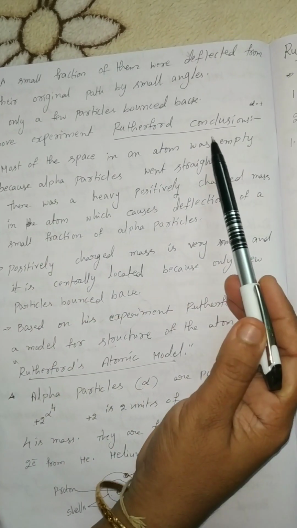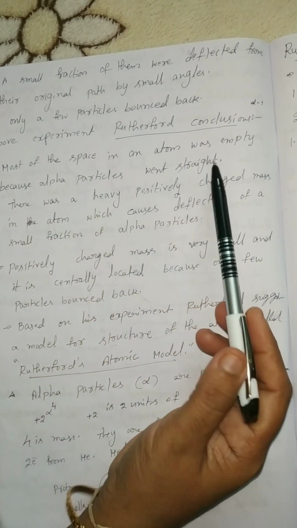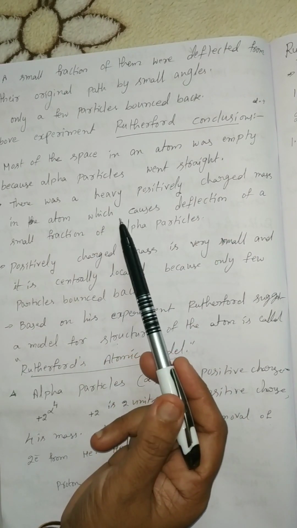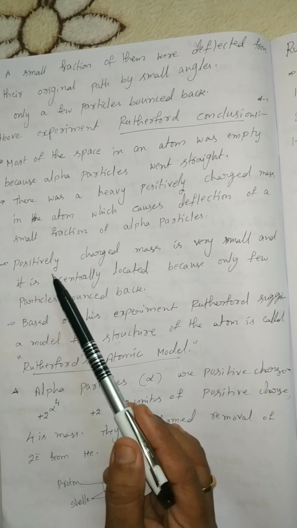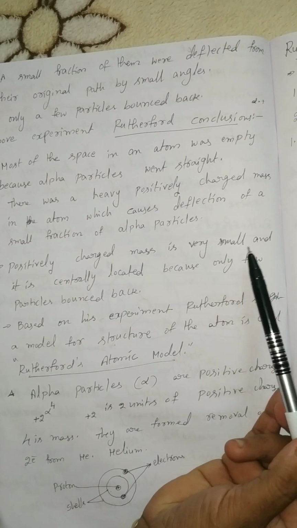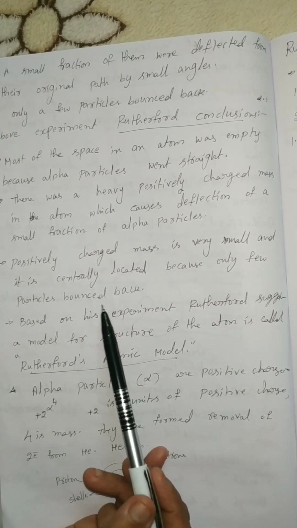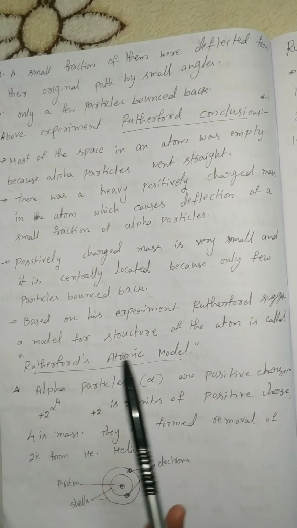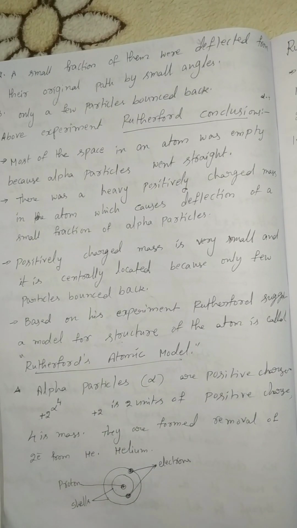From this experiment, Rutherford concluded that most of the space in an atom was empty because alpha particles went straight. There was a heavy positive charged mass in the atom which causes deflection of a small fraction of alpha particles. Positive charged mass is very small and it is centrally located because only few particles bounced back. Based on this experiment, Rutherford suggested a model for structure of the atom called Rutherford's atomic model.